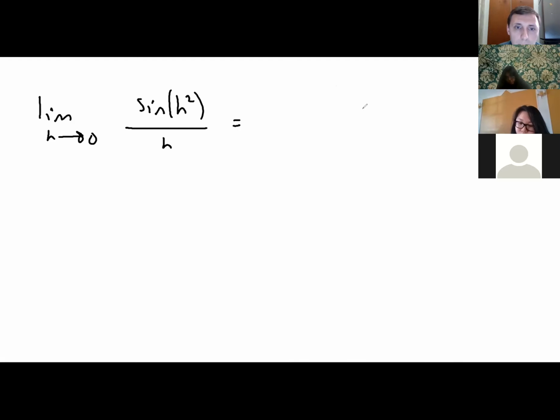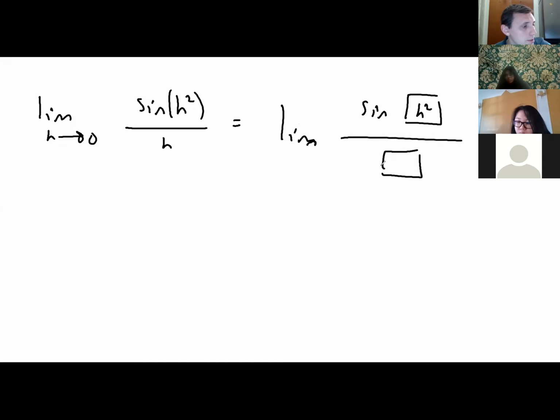Christiana, careful. Tzvi, careful. It's h squared. What do you want to do here, guys? So this is, again, do you agree that as h goes to 0, h squared also goes to 0? So this is sine of a box. In that box, I see h squared. I want to divide by the same box. What should be in that box?